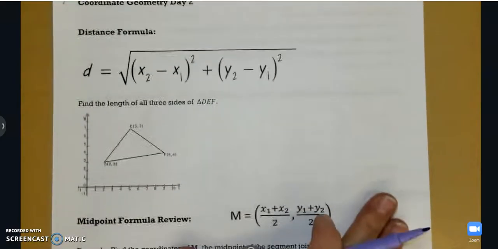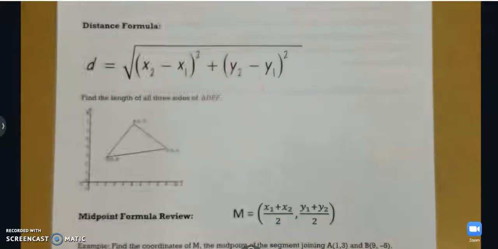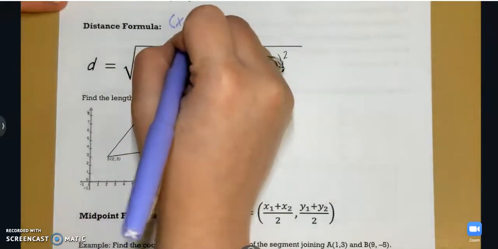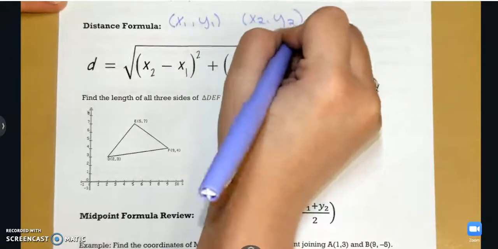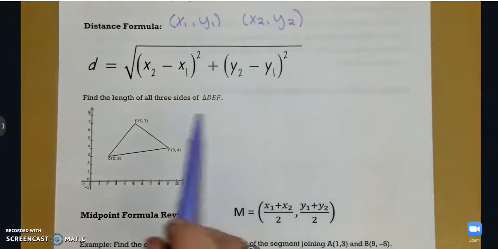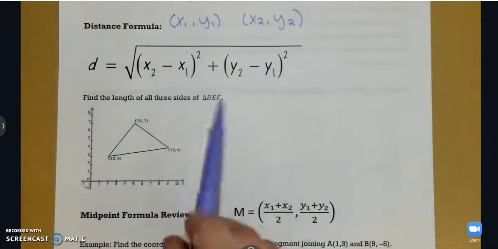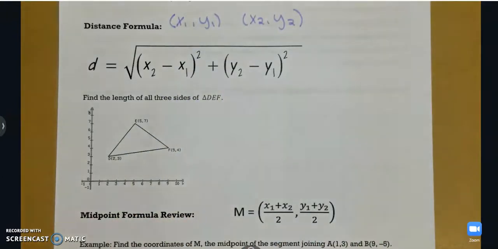So the first one is our distance formula, and we use the distance formula when we're given 2 points. So if we have x1, y1, and x2, y2, we can find the distance between those 2 points on the graph by plugging in those x and y values to our distance formula. So let's practice that.